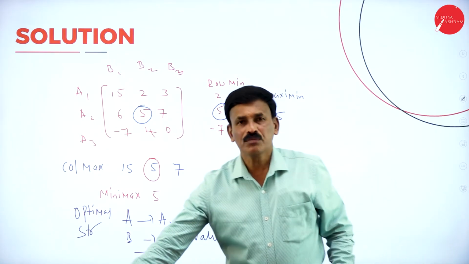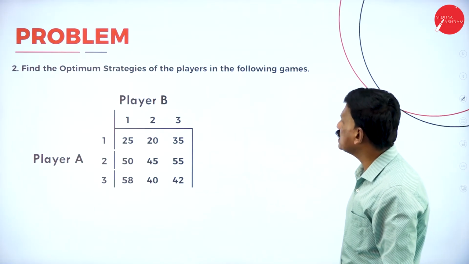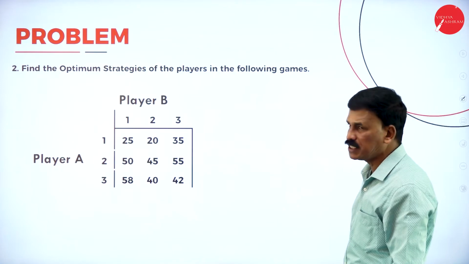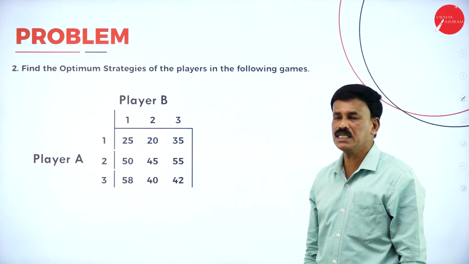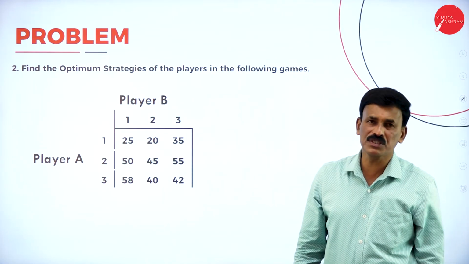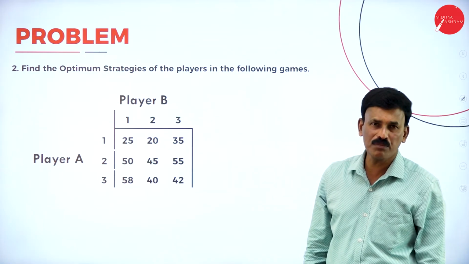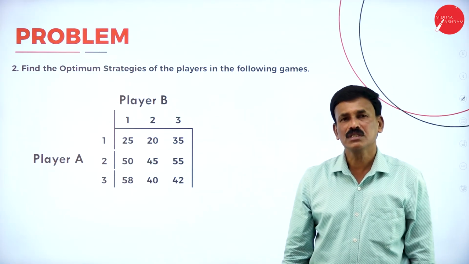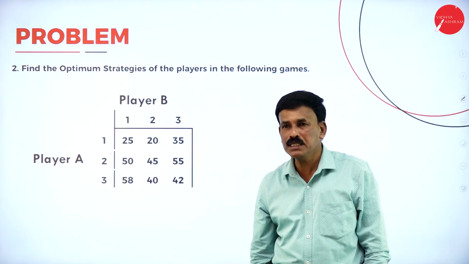Very simple method. Now, let us take one more problem. Find the optimal strategy of the players in the following game. We have to find the optimal strategy for player A and player B. Let us find out the saddle point for this. Find the minimax value and maximin value and the saddle point, and then we can judge the optimal strategy for player A and player B.